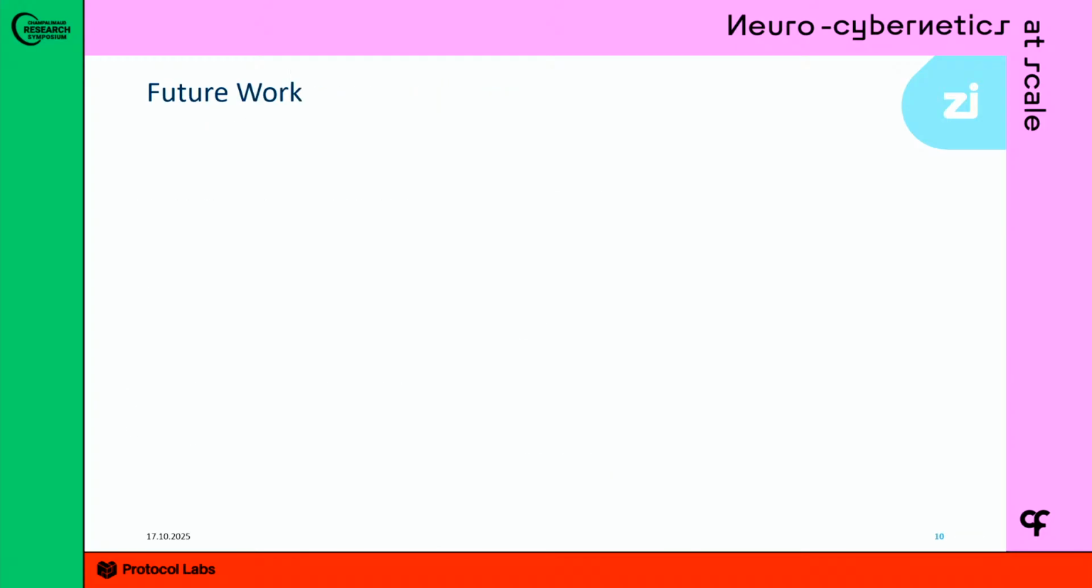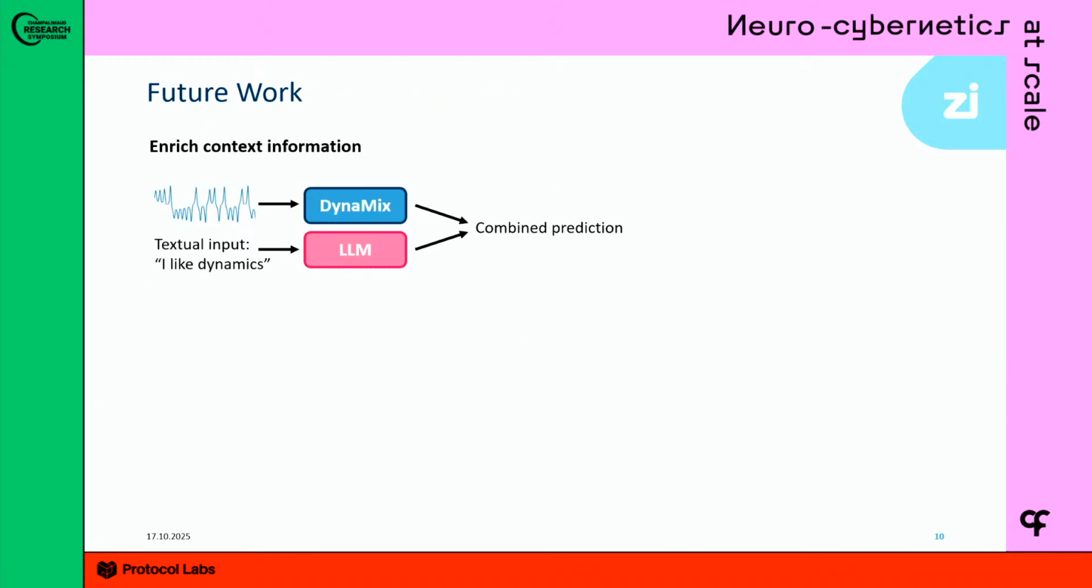So for future work, we are trying to extend the context information to the model, where we currently just provide historical time series data. But now what we want to do is also include some external input, via some textual context, which can then be processed through a large language model. And we can then combine these two predictions into a combined prediction, making it able to account for external information.